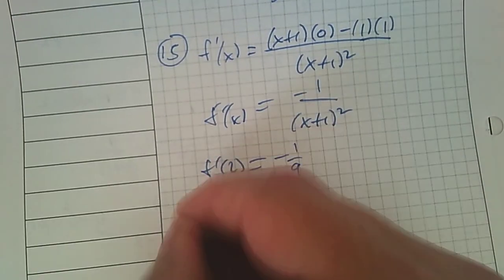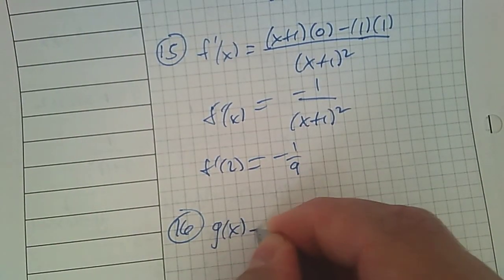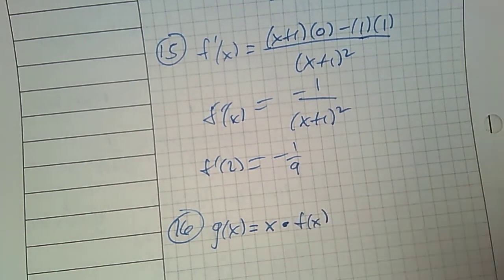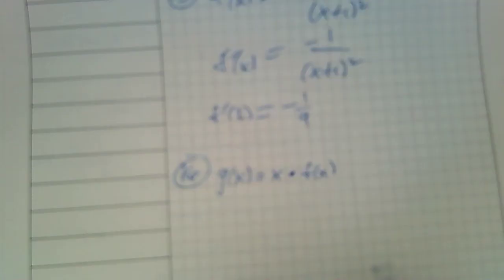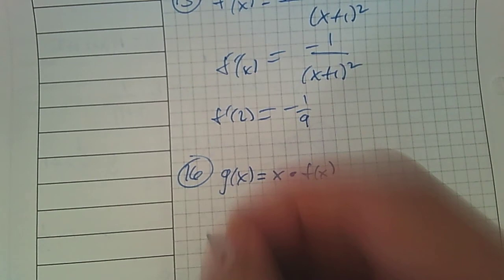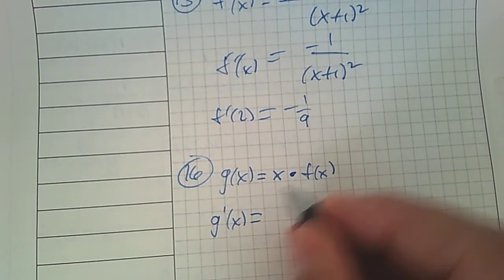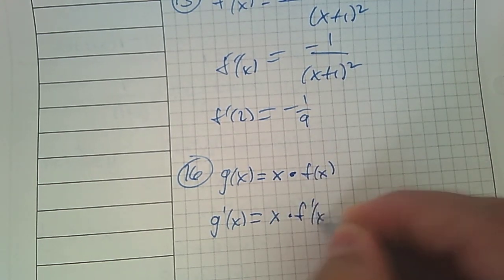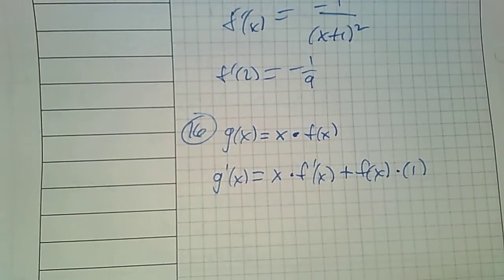Number 16. Given that g of x equals x times f of x, use the product rule to find the derivative. So if that's what I'm given, what's the derivative of g? So this dot means the product rule. That's the first times the derivative of the second plus the second times the derivative of the first.